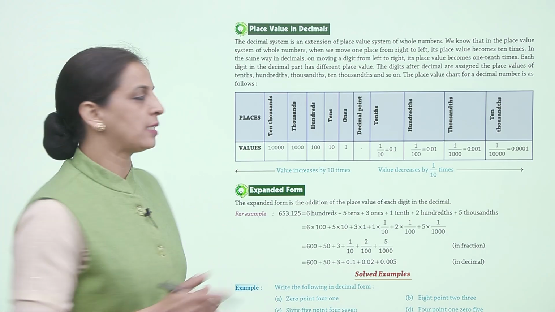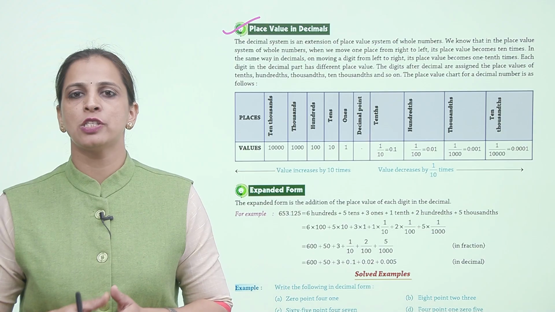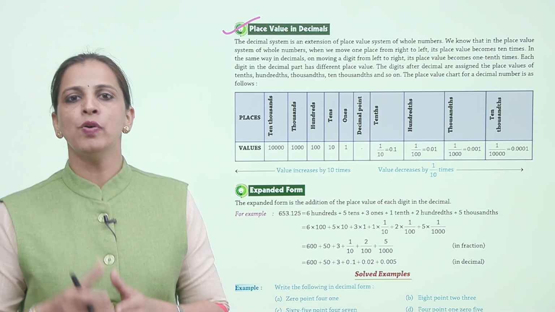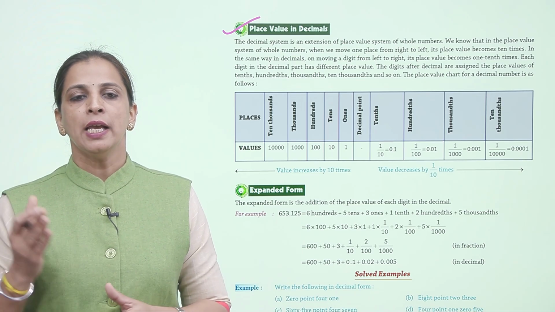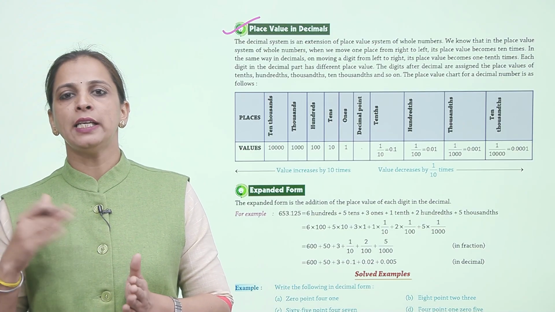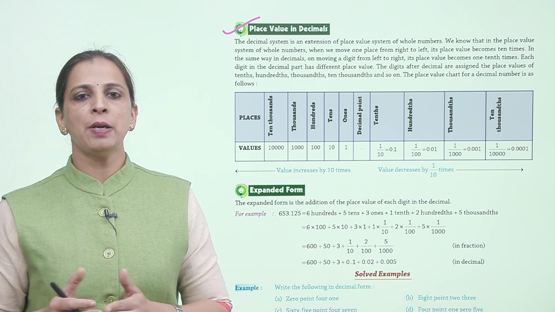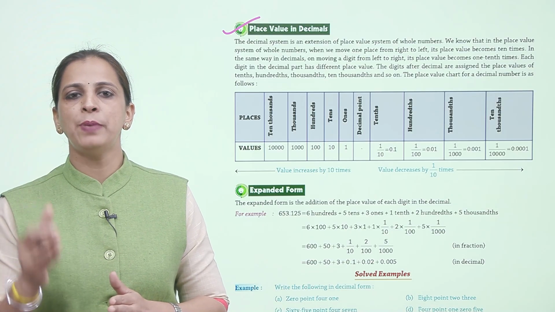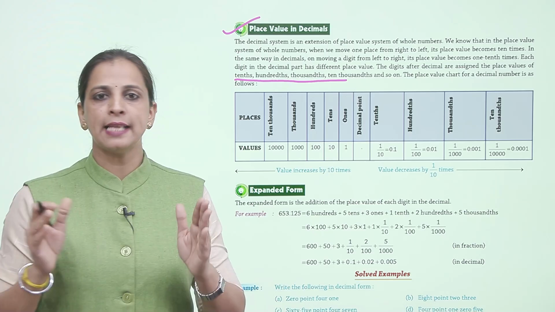Now, place value in decimals. The decimal system is an extension of place value system of whole numbers. We know that in the place value system of whole numbers, when we move one place from the right to left, its place value becomes 10 times. In the same way, in decimal, on moving a digit from left to right, its place value becomes 1/10 times. Each digit in the decimal part has different place value. The digits after decimal are assigned the place value of tenths, hundredths, thousandths, ten-thousandths and so on.